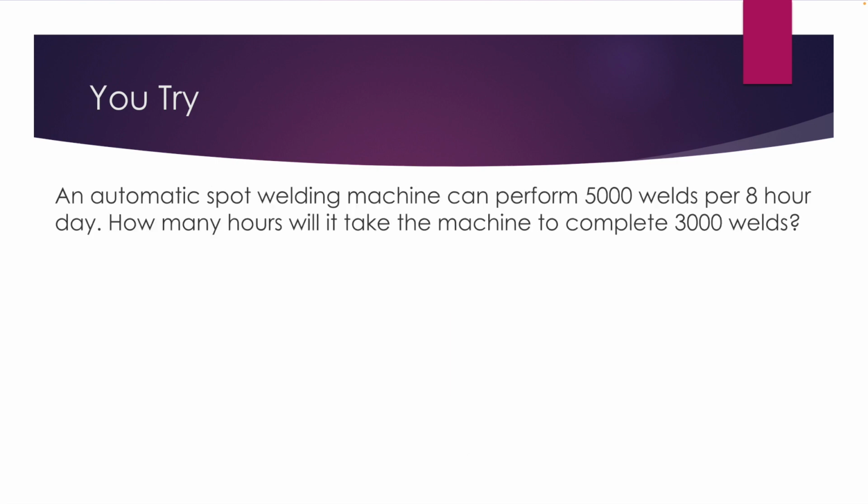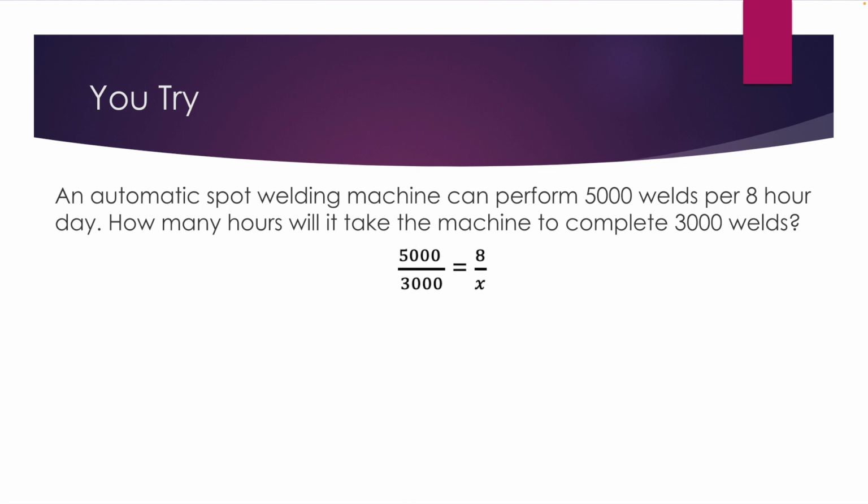Okay, you try this one. Pause the video, start it up again when you're ready. An automatic spot welding machine can perform 5,000 welds per 8-hour day. How many hours will it take the machine to complete 3,000 welds?